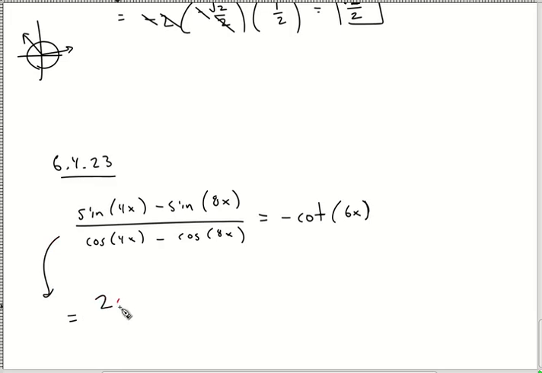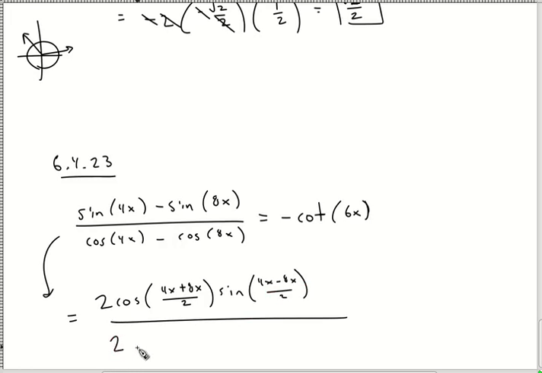So the top one is 2 cosine of the 4x plus the 8x all over 2. And then I have a sine of the 4x minus the 8x all over 2. That's in the top. In the bottom, I've got negative 2 sine of the 4x plus the 8x all over 2. And then we have a sine of the 4x minus the 8x all over 2.